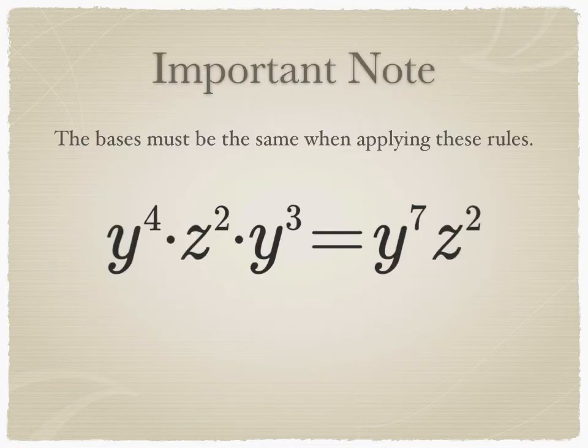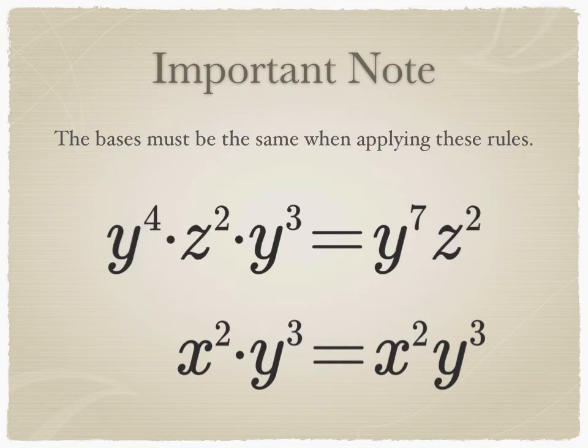There's an important note: when you're applying these rules, the bases need to be the same. So on the left side of the equal sign, we've got two different terms that have a y in it and a z. We will only apply this rule to the y's. So we'd get y to the 4th plus 3rd, or y to the 7th, times z squared. In this case where we have dissimilar terms, we don't apply it.